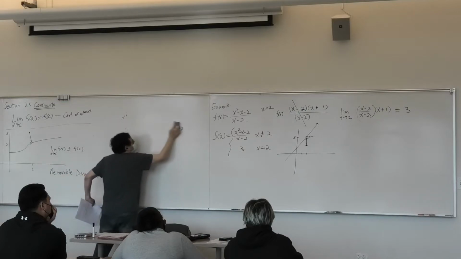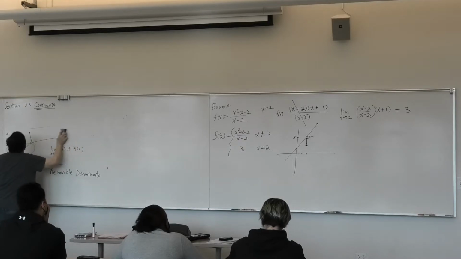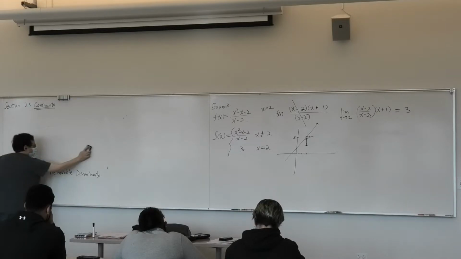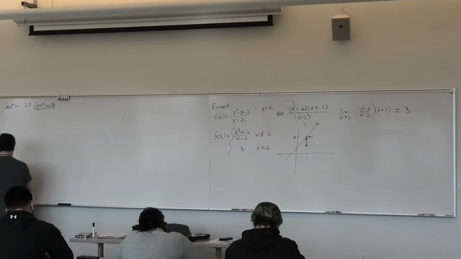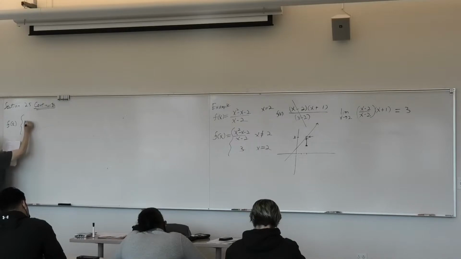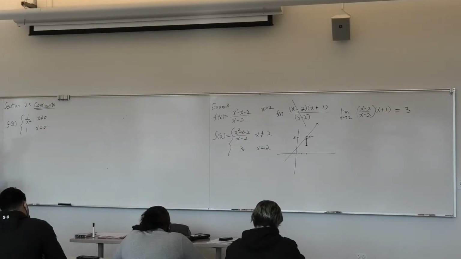Let's look at another example. The question is, where is this function discontinuous? The function is 1 over x squared for x not equal to 0, and 1 if x equals 0. Okay, so the question is, where is it discontinuous? That should be obvious. And what kind of discontinuity is it?